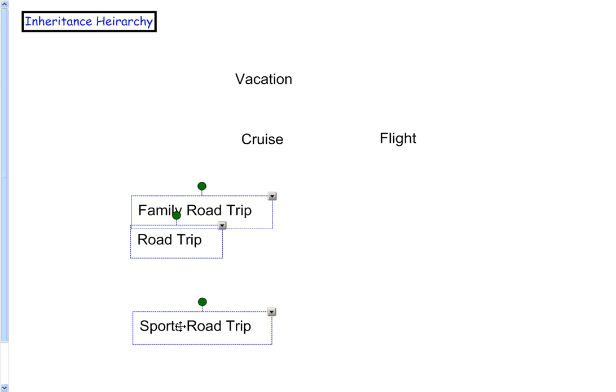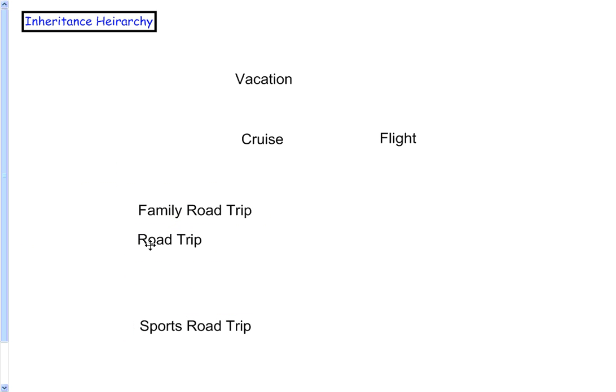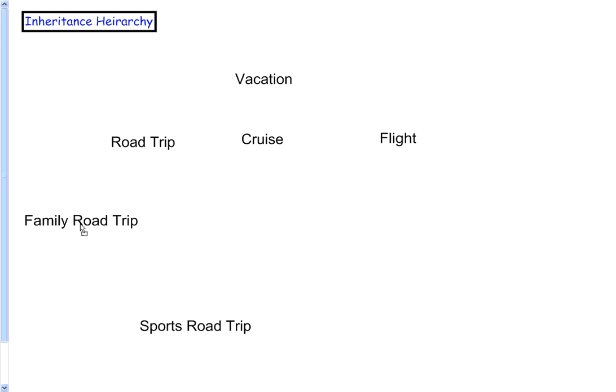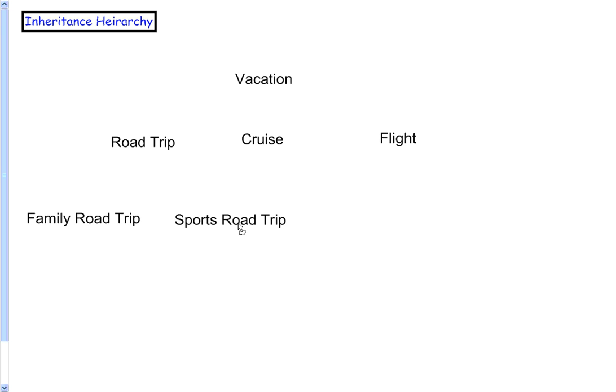Now, generally speaking, I could go on a road trip. So a road trip is another type of vacation. So I'm kind of organizing these, like I said, into a chart or a flowchart. I have a vacation. I have three types of vacations I could take: a road trip, a cruise, or a flight. And amidst these road trips, I have two types of road trips. I could do a family road trip, or I could do a sports road trip.